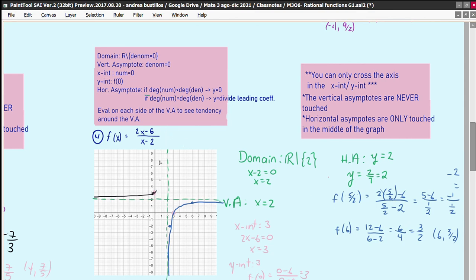To verify this, we're going to evaluate at a number close to the vertical asymptote. My vertical asymptote is at 2, so I'm going to evaluate at a number close to it on this area of the plane. So f of 1 is 2 minus 6 over 1 minus 2, and this is minus 4 over minus 1, meaning 4. So the coordinate point is 1, 4. At 1, my function is 4. 4 is positive, and it's close to the vertical asymptote, so I have to go to positive infinity. And that's it. That's how we graph rational functions.